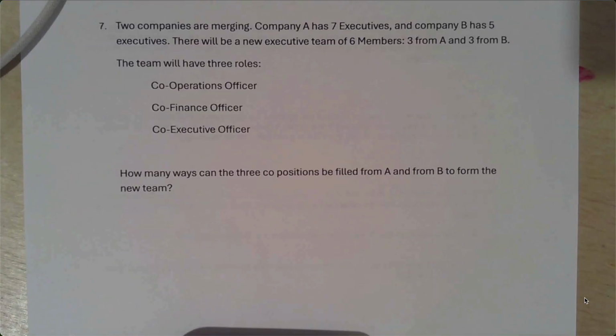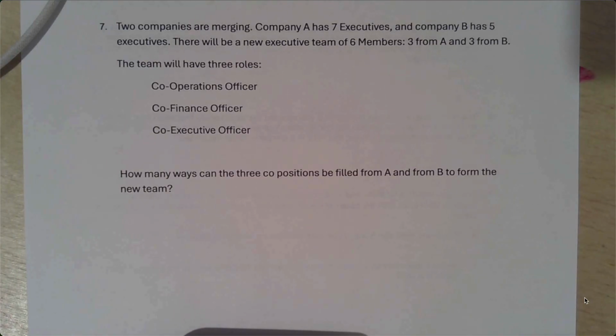All right, up next, this is the big last final question. It kind of covers everything. It still is related to what we've done, but let's see what's going on here. So we have 2 companies that are merging, and company A has 7 executives, and company B has 5 executives. And there will be a new executive team of 6 members, with 3 of them coming from A and 3 coming from B. And the team will have 3 roles. There's essentially operations officers, essentially co-COOs, co-CFOs, and co-CEOs, if you've ever heard those terms before.